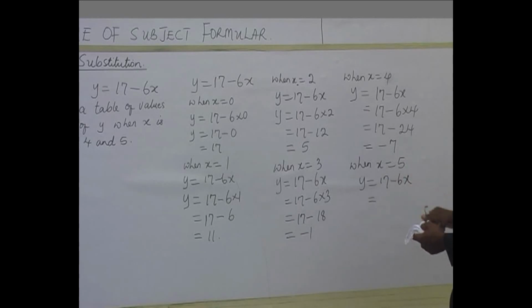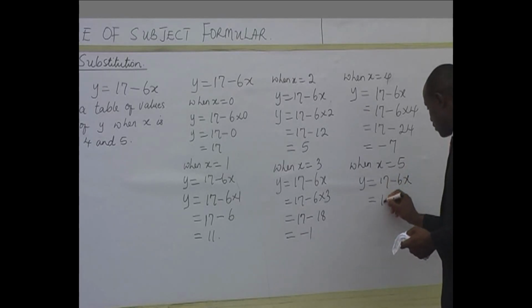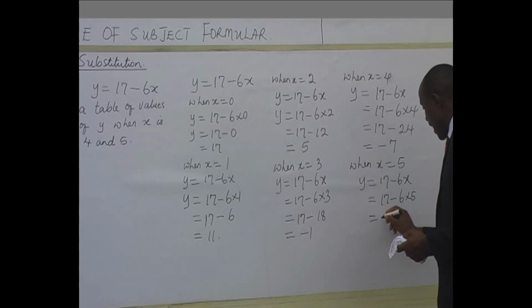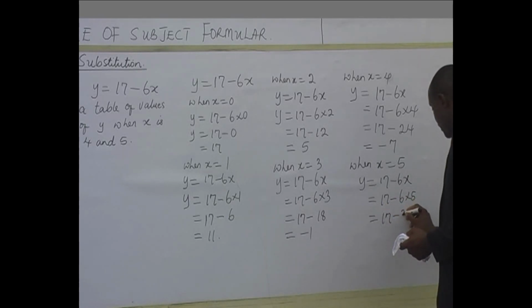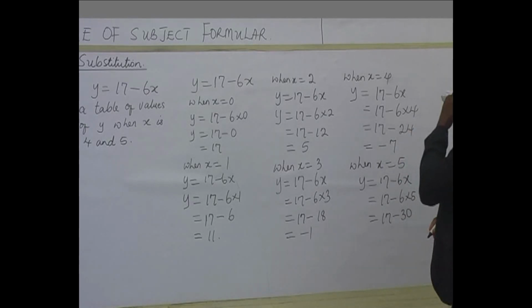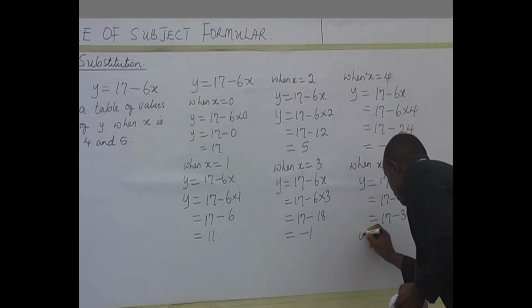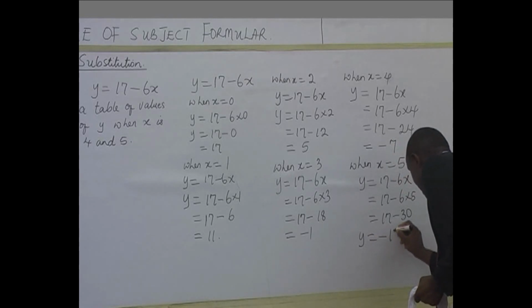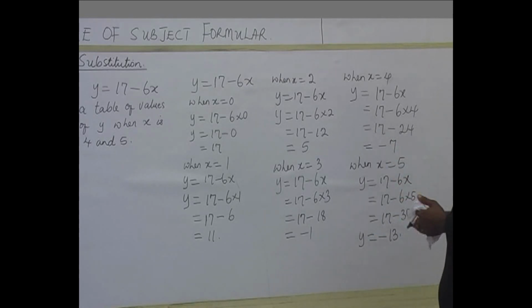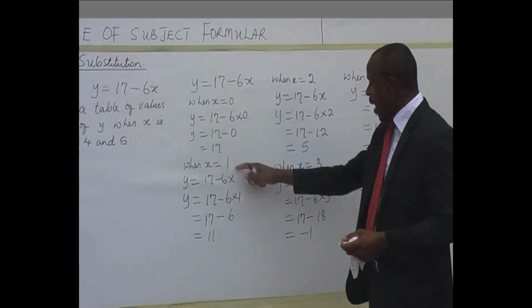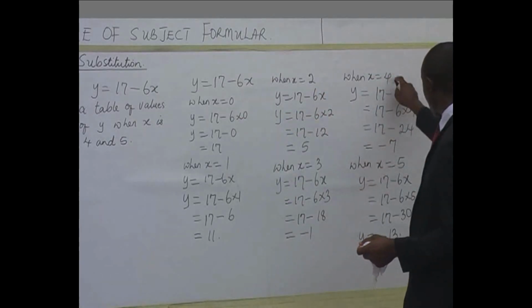Whenever you see x, replace it with 5, so you'll be left with 17 minus 6 times 5. And 6 times 5 is 30, so you have 17 minus 30. If you remove 17 from 30, you'll be left with 13. That means your y will be minus 13. These are the corresponding values of y when x are the given values: 0, 1, 2, 3, 4, 5.